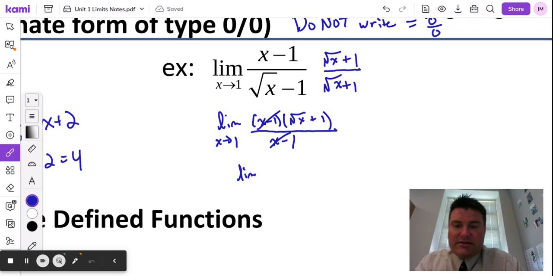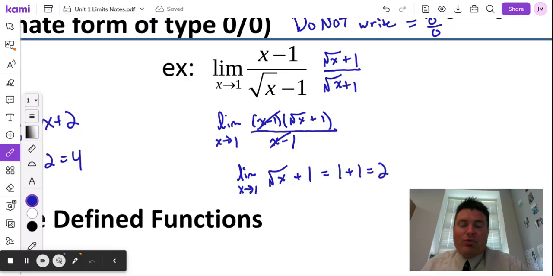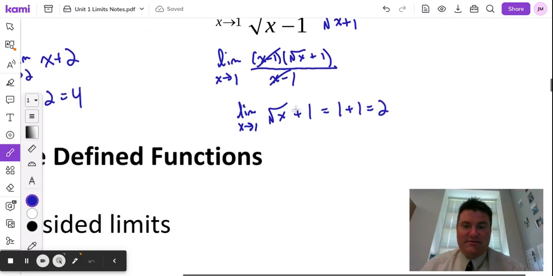And we get the limit as x approaches 1 of root x plus 1. Plug in a 1, you're going to get 1 plus 1, which is 2. So if you notice right here, I'm going to keep writing limits as long as I still have variables. As soon as I plug into that variable, I can no longer write limits.